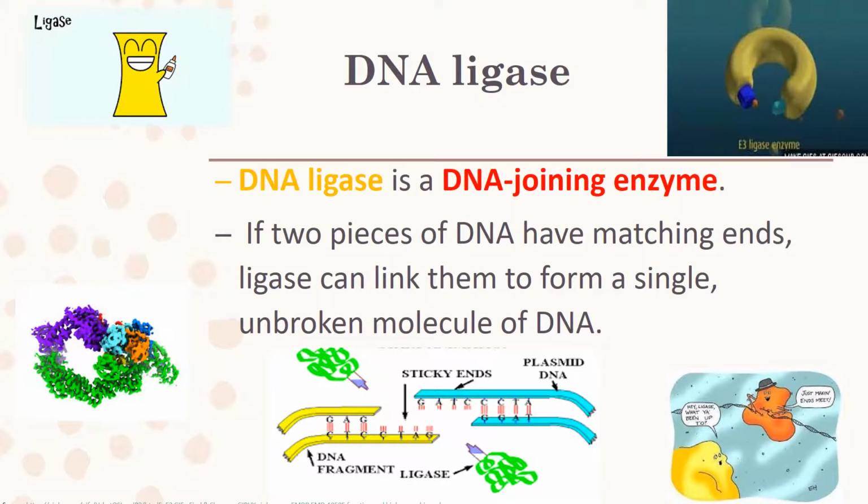If restriction enzymes are like a molecular scissors, then DNA ligase is like a molecular glue. Scientists can use the restriction enzyme to generate DNA fragments and DNA ligase to glue those fragments. If two pieces of DNA have matching ends, then ligase can link them to form a single unbroken molecule of DNA. In DNA cloning, restriction enzymes and DNA ligase are used to insert genes and other pieces of DNA into plasmids.